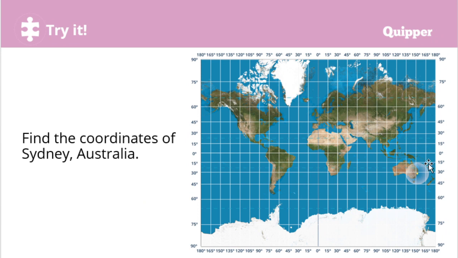So find the coordinates of Sydney, Australia. So more or less alam nyo na, no? This is the same thing that we're going to do. So Sydney is around in this area because this is your Australia continent. So Sydney is here, Melbourne is on the other side. So Sydney is around here.